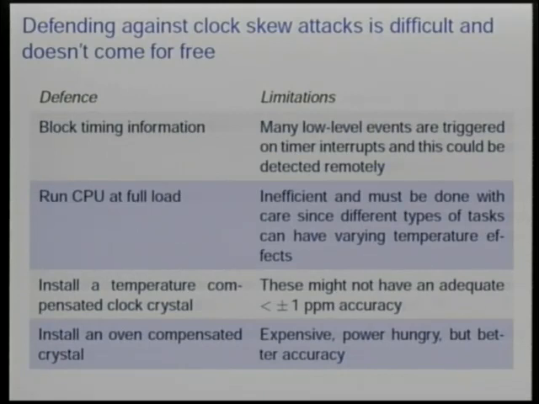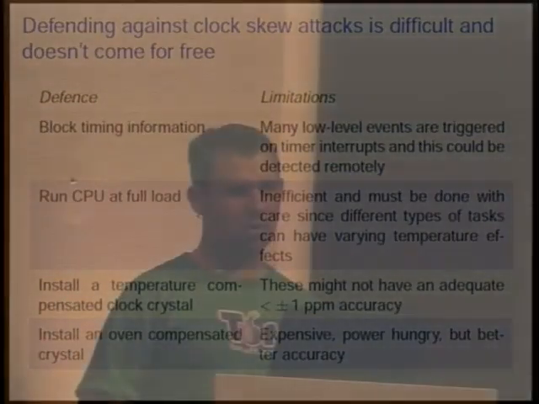So if you can't hide your clock skew, maybe you can try to make it more constant. You could run the CPU at full load, for example, running SETI at home while doing any of your other work. Firstly, this is inefficient, and it also might not always work. In some cases, it might make things even worse. That's because a CPU, by definition, can only run at a maximum of 100%. But depending on what it's doing, the temperature change will be different.